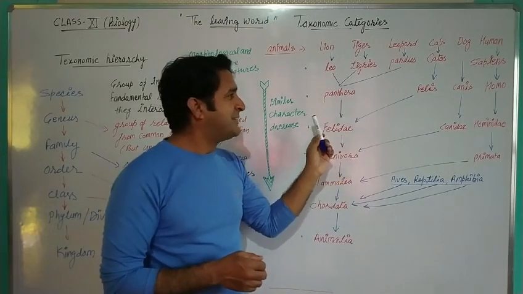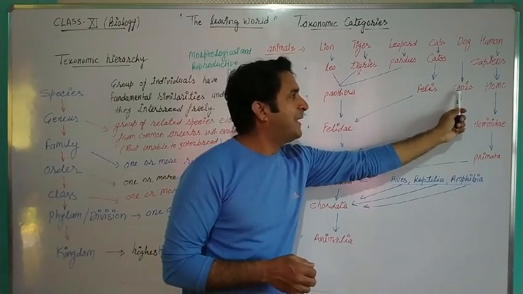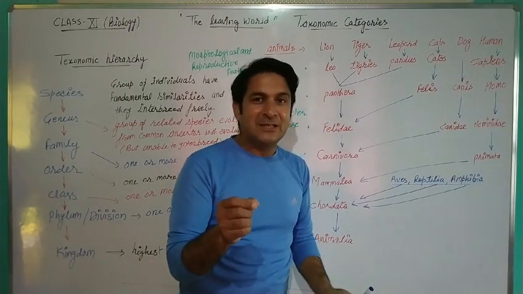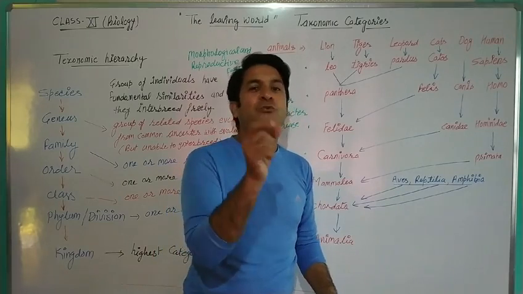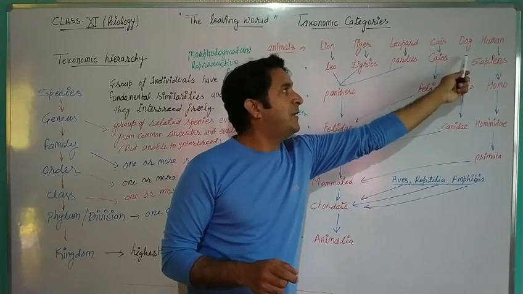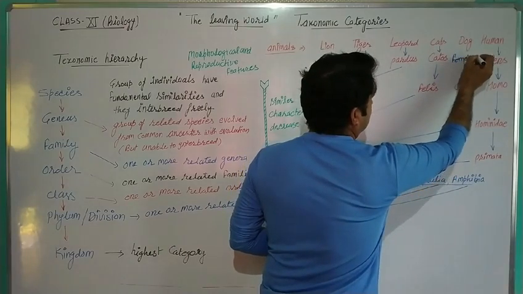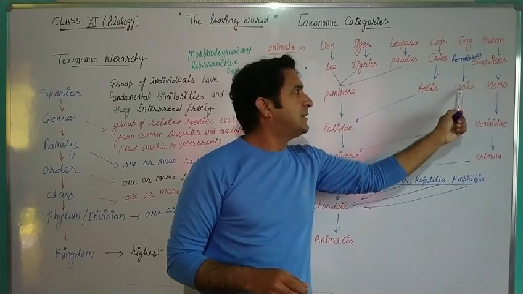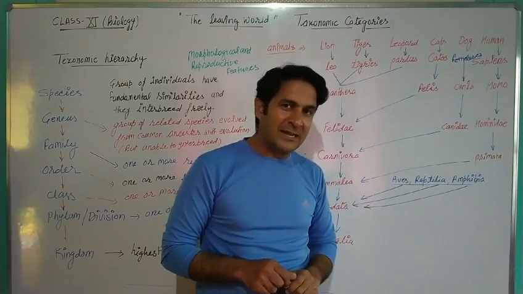Similarly, if you see another genus, it is called Canis. Canis is the genus of the dog family. Dogs have the species familiaris, and the genus is Canis. So what is the scientific name of dog? Canis familiaris. I have not written familiaris here, you can write it. Familiaris is the species of dog, and the genus is Canis. So the scientific name is Canis familiaris. This is the scientific name of dog.